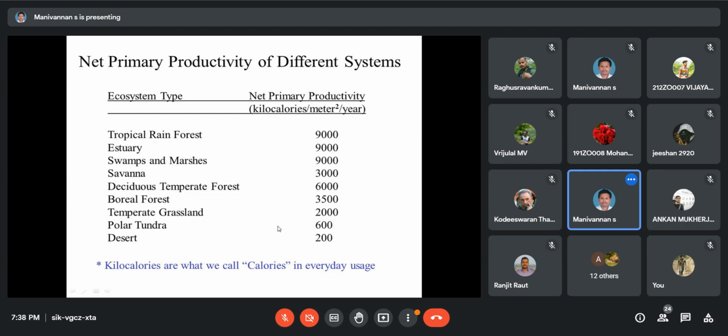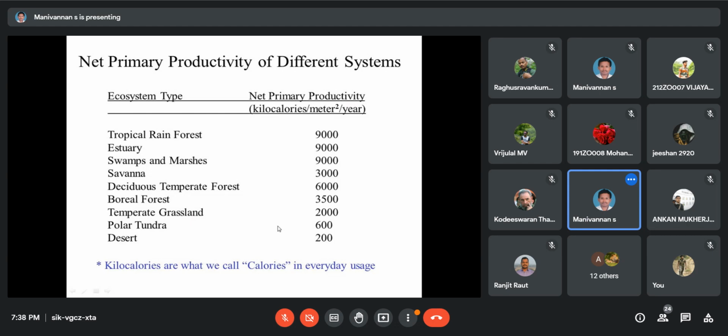Net primary productivity of the ecosystem. For example, the tropical rainforest is measured in kilocalories per meter square per year, which is the unit of energy production. The tropical rainforest contains 9,000 kilocalories per meter square per year. The estuary also has 9,000 kilocalories per meter square per year. The swamp and marsh is 9,000.